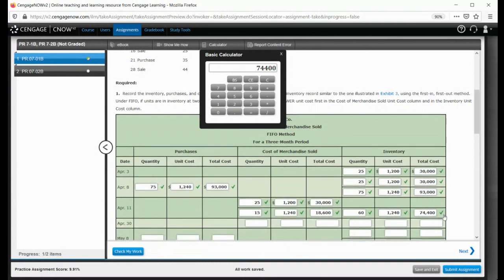And what this tells us on April the 11th is that we've sold 40 units all total. The cost of the merchandise sold is the total of 30,000 plus 18,600.